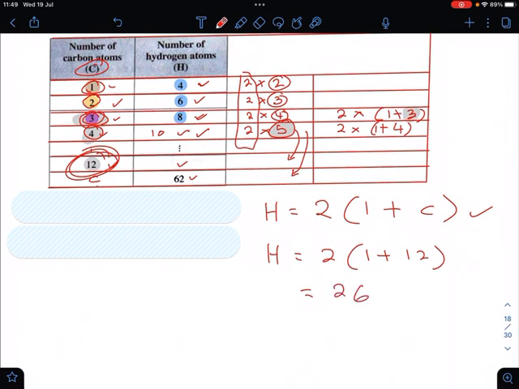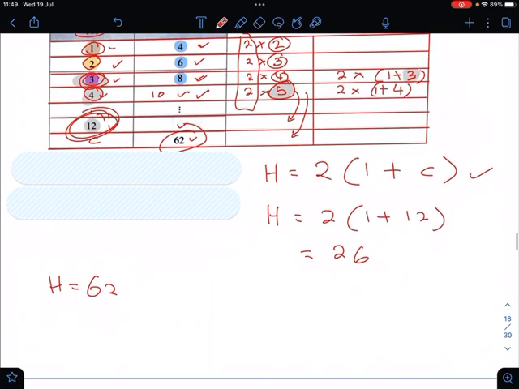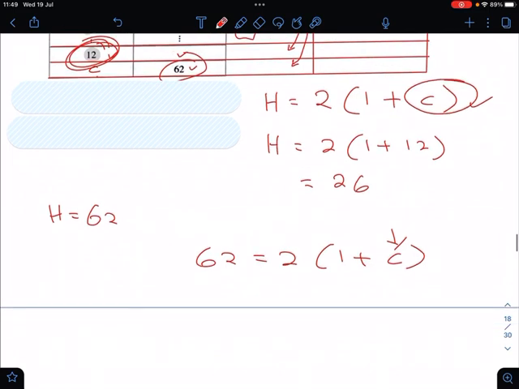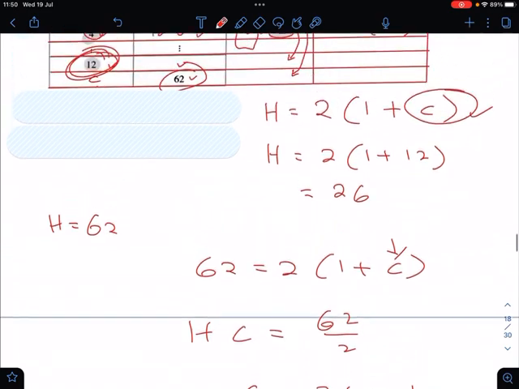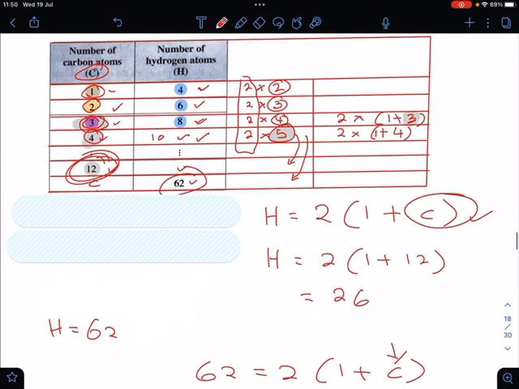Okay, the next one: if there are 62 hydrogens, so when H equals 62, that means 62 equals 2 times 1 plus C. We are required to find the value of C, which indicates the number of carbon atoms. So 1 plus C will be equal to 62 divided by 2, so C equals 31 minus 1. That means there will be 30 carbon atoms for 62 hydrogen atoms.